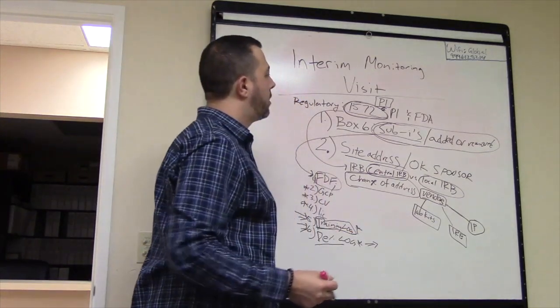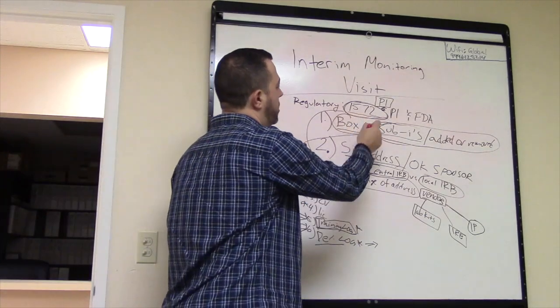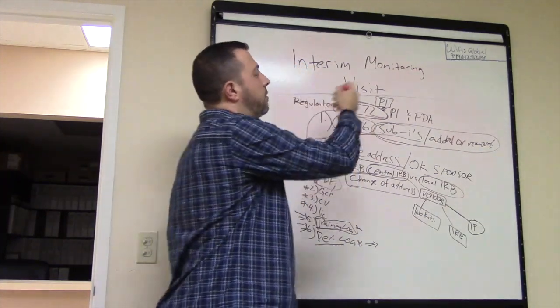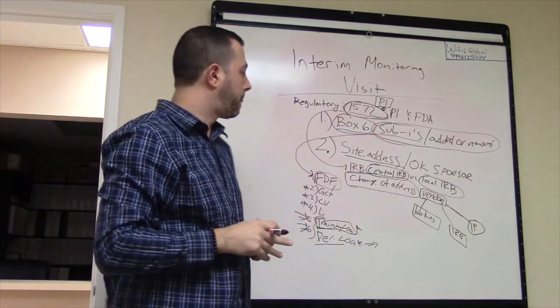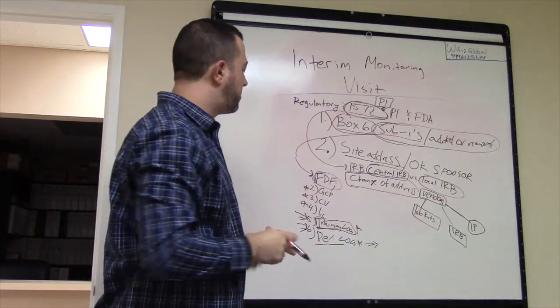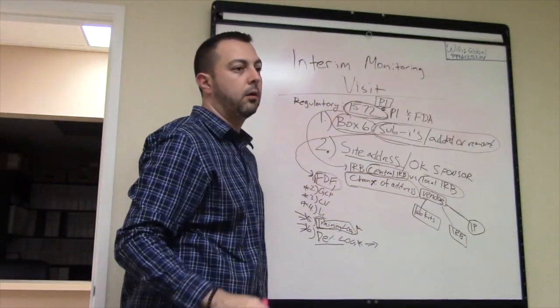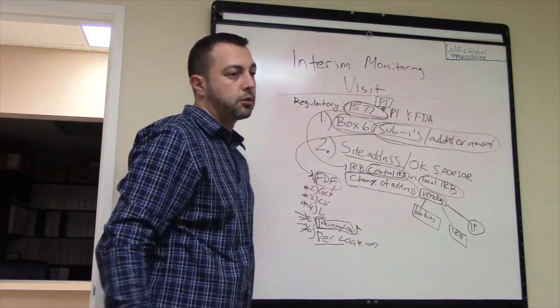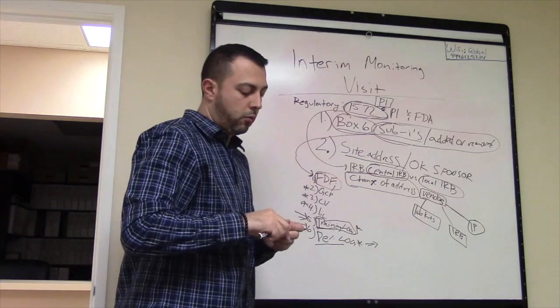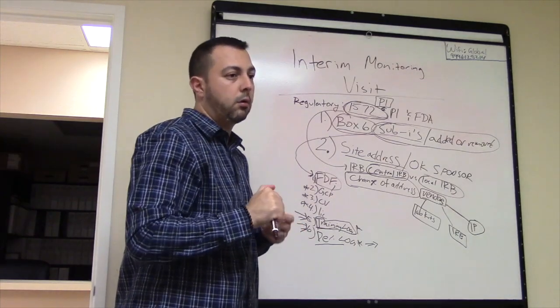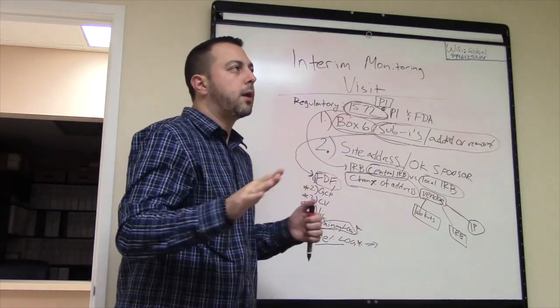And then the site would have to redo the 1572 form. So these two things, as a CRA, there's nothing more important really than the training log. Sometimes you're doing the trainings. Do you know at which visit you're doing the training? You can do it at many.